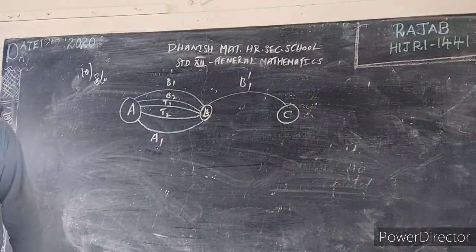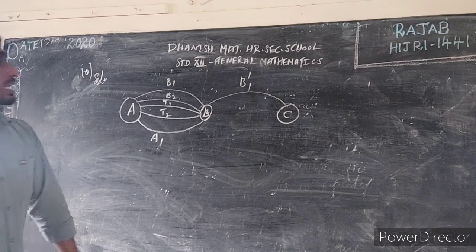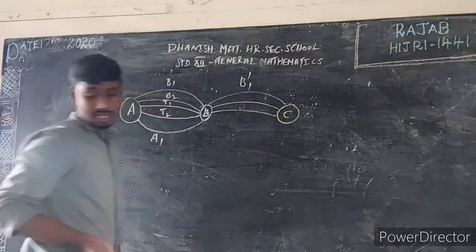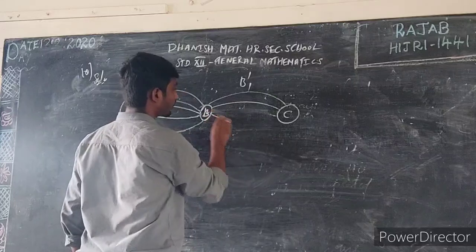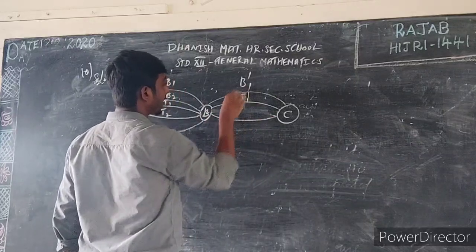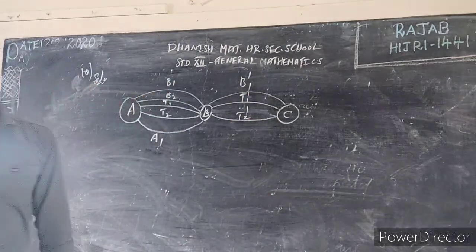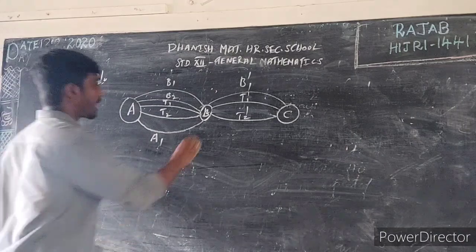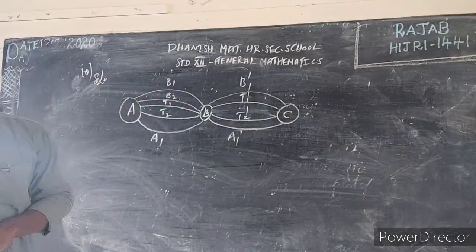Then two different train routes, that is T1 dash and T2 dash. So then one air route, that is A1 dash.